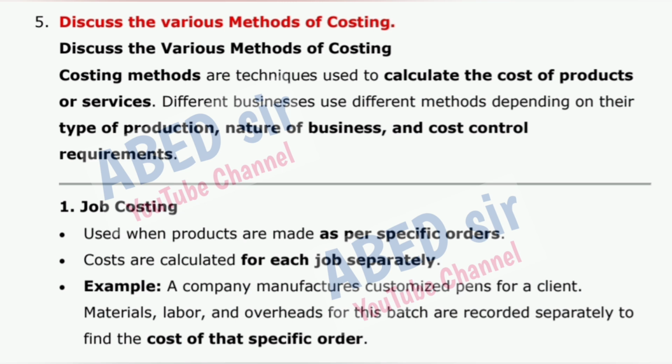1. Job costing. Used when products are made as per specific orders. Costs are calculated for each job separately. Example, a company manufactures customized pens for a client. Materials, labor, and overheads for this batch are recorded separately to find the cost of that specific order.